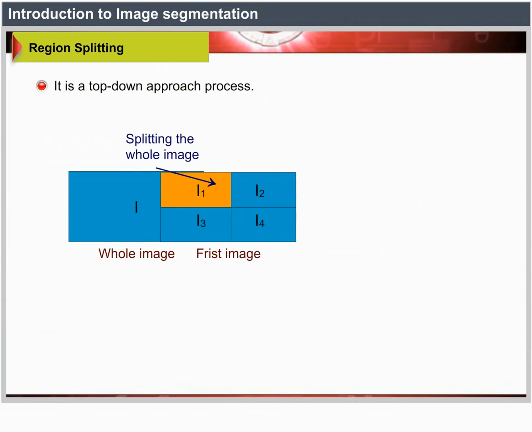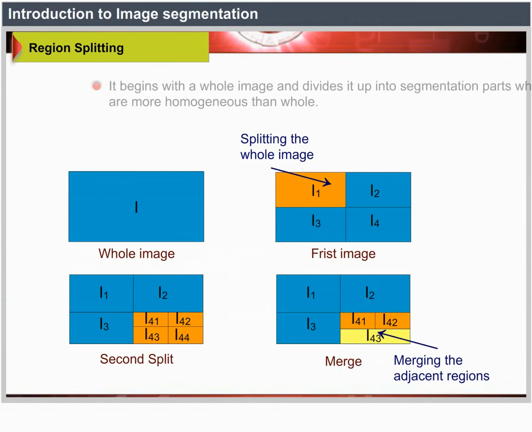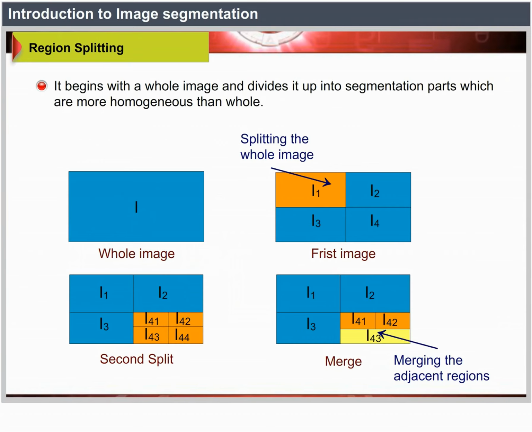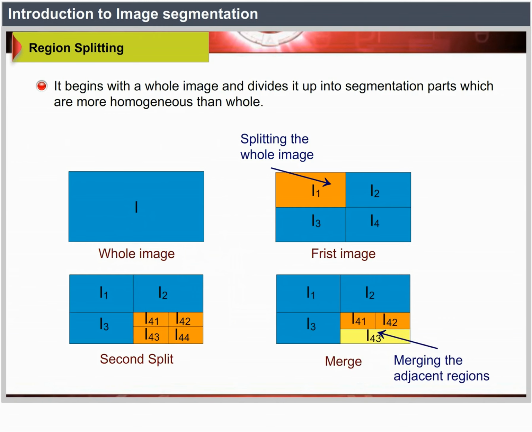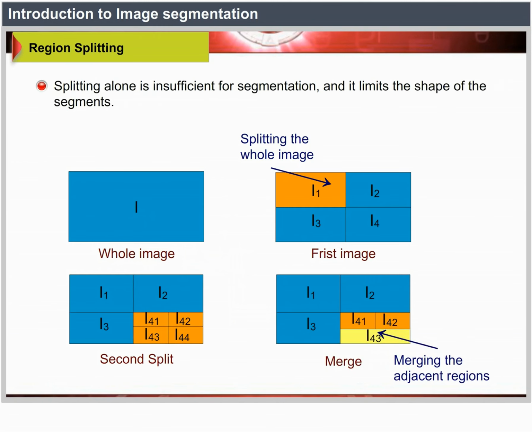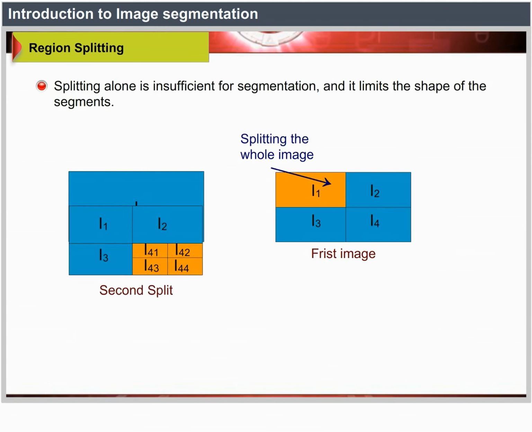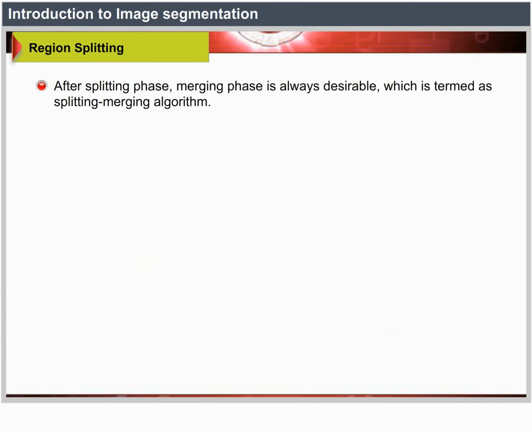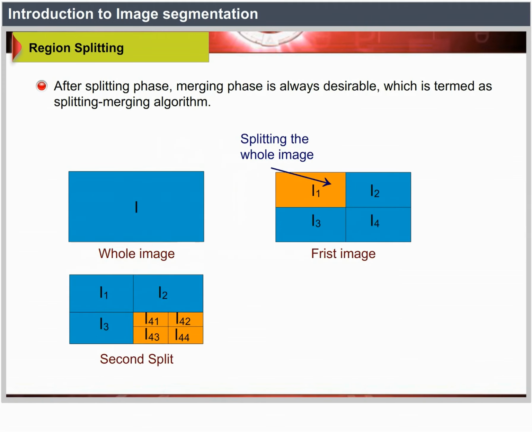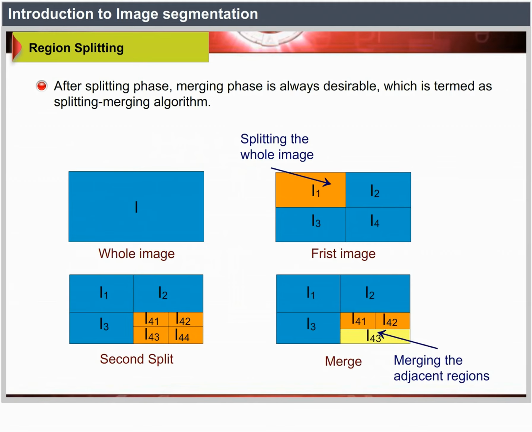Region splitting. It is a top-down approach. It begins with the whole image and divides it up such that the segmented parts are more homogeneous than the whole. Splitting alone is insufficient for segmentation, and it limits the shape of the segments. A merging phase after the splitting phase is always desirable, which is termed the split and merge algorithm.